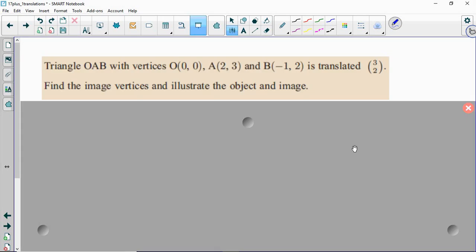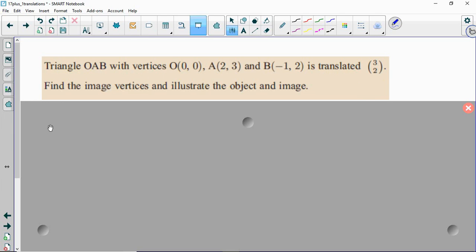Let's have a little more fun. So we've got a triangle, OAB, and we're going to take the whole triangle and shift it along this translation vector. Every single point is going to get moved together to make a new picture. So find the image vertices, in other words, find the new corners of the triangle, and then draw the situation.